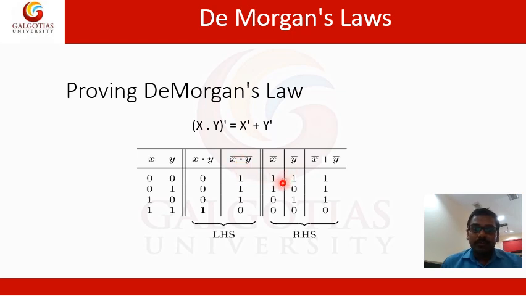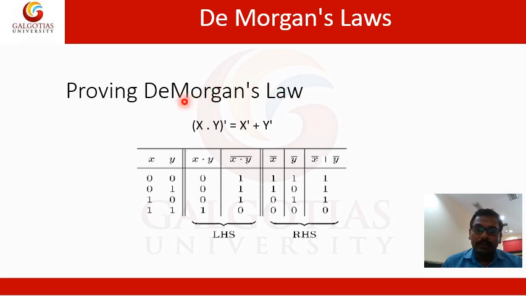Similarly, the sum of the complements, that is x bar plus y bar, will be 1. Now for the second case, x is equal to 0, y is equal to 1, then x dot y will again be 0, but its complement will be 1. Similarly, x bar plus y bar will also be 1. In this way, we can verify that whatever the value of x and y, the complement of x dot y and the sum of the complements, x bar plus y bar, are both equal. So this is the LHS and this is the RHS, and both are equal.